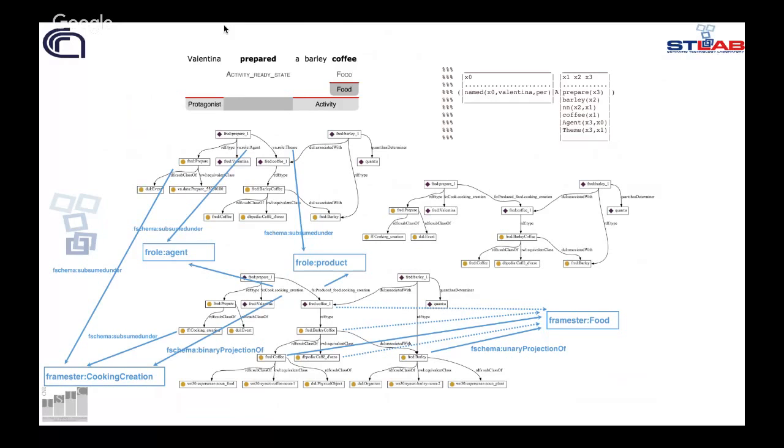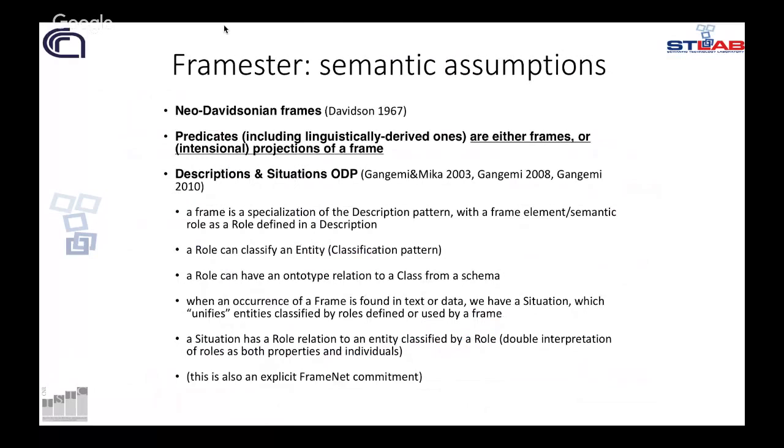And so this is the basis of our development, and in a sense the principle of our approach, the approach that we are developing within Mario, and that we have been inspired by for producing this resource. So Framester, as I said, is a resource which makes some semantic assumptions. So one is using the neo-Davidsonian representation of events. Then the other is what I just said: we consider that all predicates are either frames or projections of them, so everything can be interpreted in terms of frames.